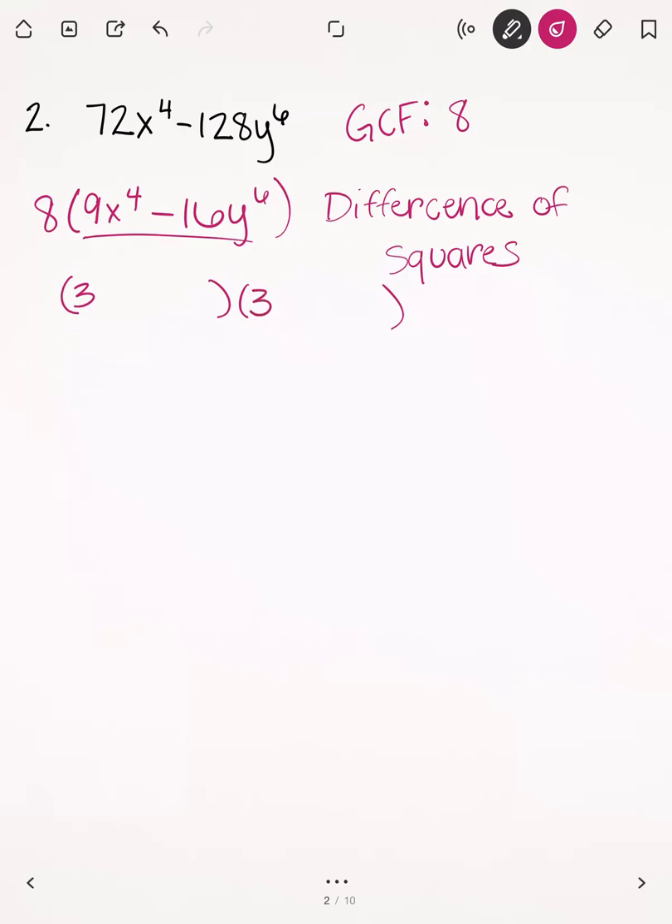The square root of x to the fourth, I take my exponent and I divide it by 2 since I'm taking the square root, and it's x squared. And we can check it by saying x squared times x squared. Yes, that is x to the fourth. The square root of 16 is 4. The square root of y to the sixth, since it's a variable with an exponent, I take that exponent of 6, I divide it by 2, which is 3. And y cubed times y cubed gives me y to the sixth. Then I have one plus, one minus, and I cannot forget that GCF that was out in front.